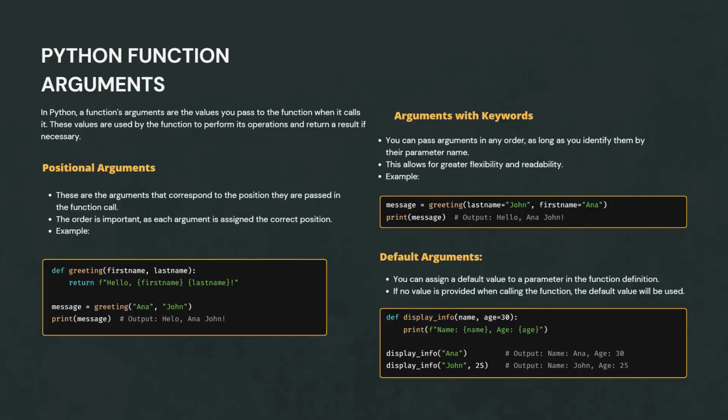They are like the options you give when you're customizing something, whether it's a pizza, a playlist, or even a shopping cart. So now here is my challenge for you. Try creating your own function with all three types of arguments, positional, keyword, and default, and drop your example in the comments. I'd love to check them out.